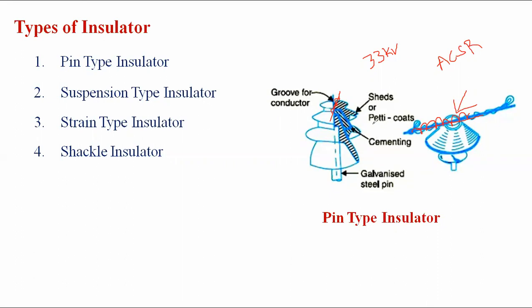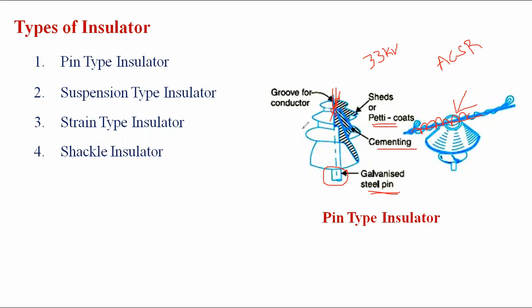This is the shed or petticoats. On the top, varnish is applied, along with the cementing and the galvanized steel pin. It is fixed to the cross arms. At the bottom portion, this pin is fixed to the cross arm with the help of a bolt and nut, and the top groove houses the conductor with the same material.